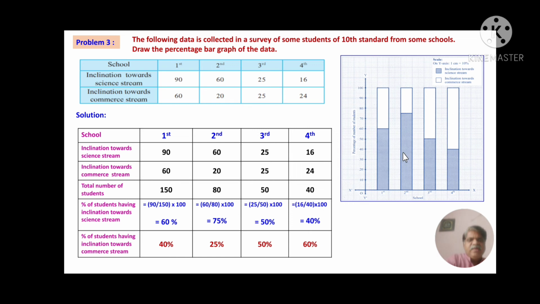For second school, it is 75% students are going for the science, whereas 25% for the commerce. In third school, you could see 50% students are for the science and 50% are for the commerce. In the fourth, you could see 40% students are interested in science and the remaining 60% are interested in commerce. So I think you understood this one. This is very important to find out the percentage, so you have to practice it.